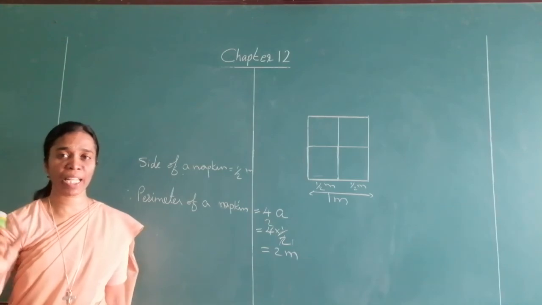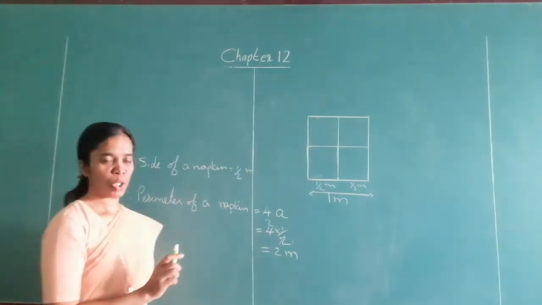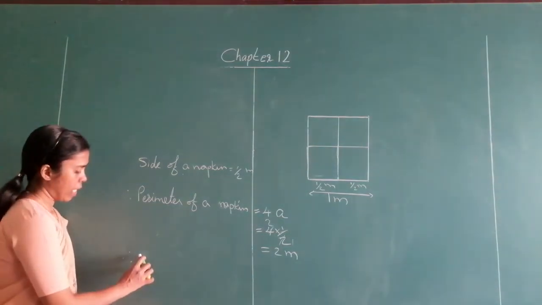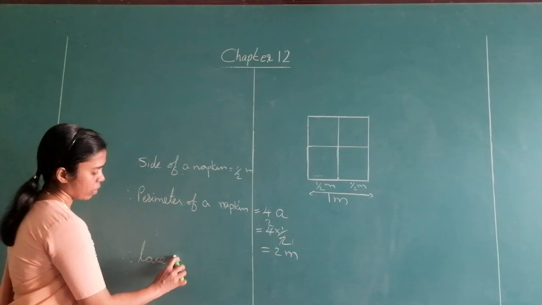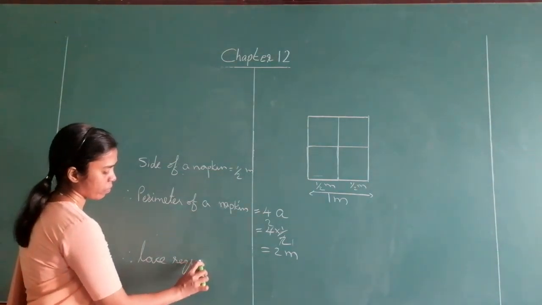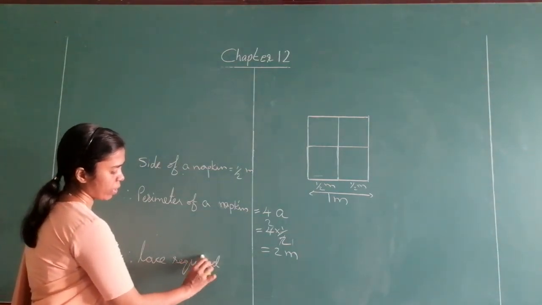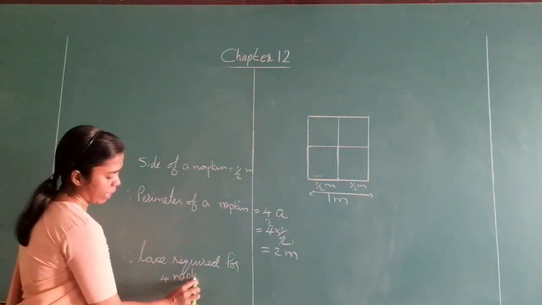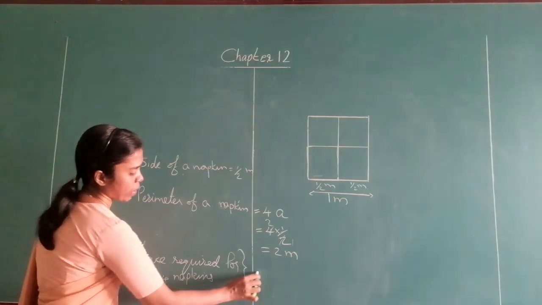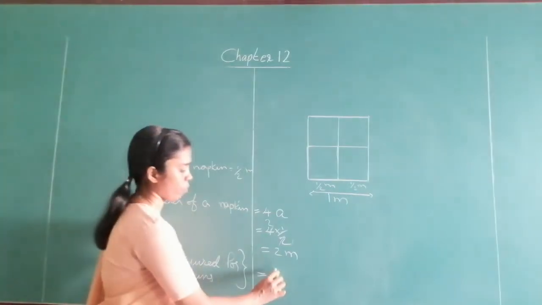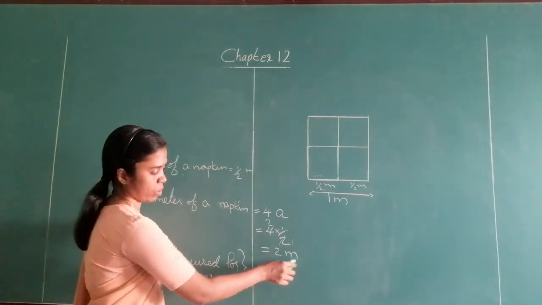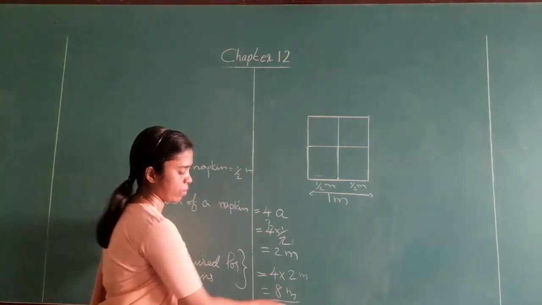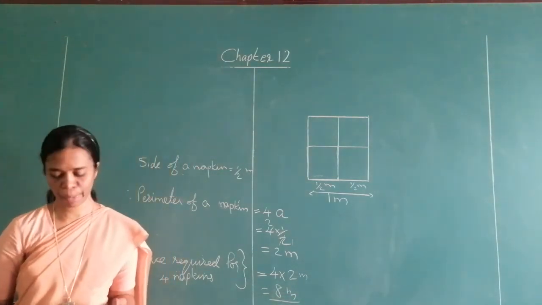Okay. Now we are asked for the lace for 4 napkins. So next statement you write, therefore lace required for 4 napkins. Lace required for 4 napkins equal to 4 into perimeter of 1, that is 2 meter. So that is equal to 8 meter.